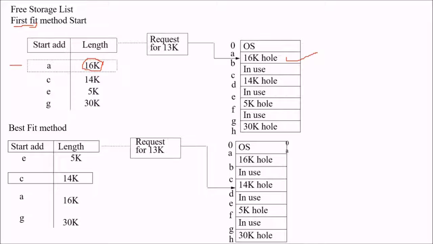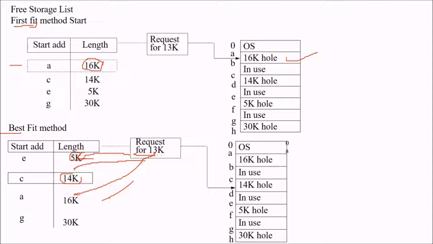If the request is 13K and we have 5K, 14K, 16K, 30K: 13K will not fit in 5K. Then we have the second one, which is 14K, and this is the best fit. Why? Because 13 can fit easily without leaving as much extra space as would be left with 16 or 30.